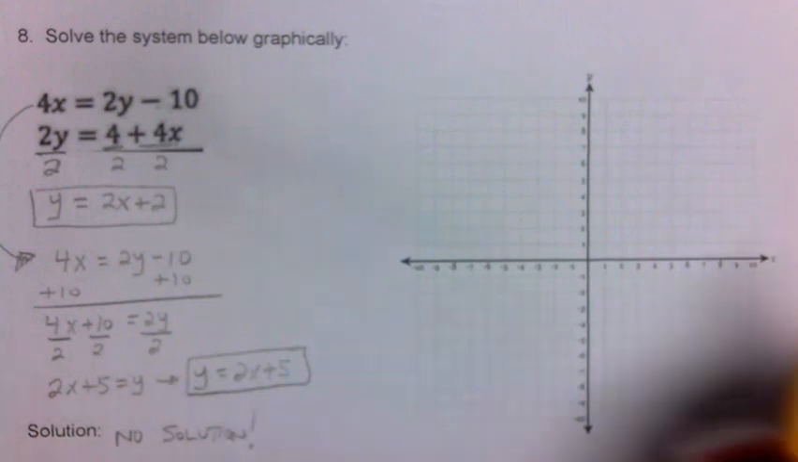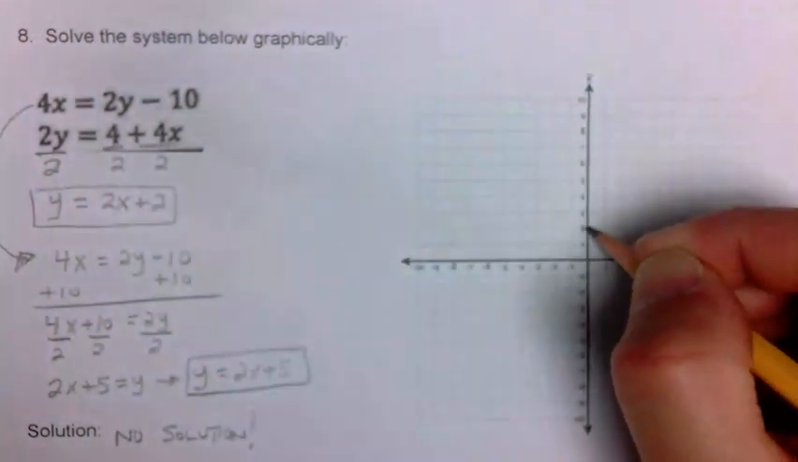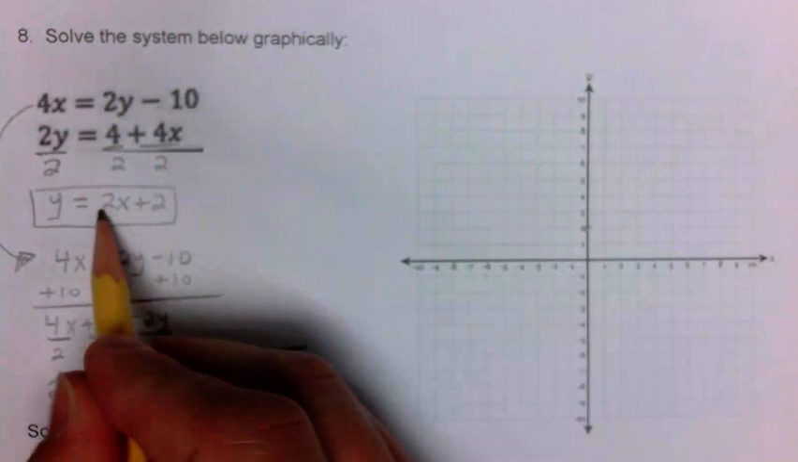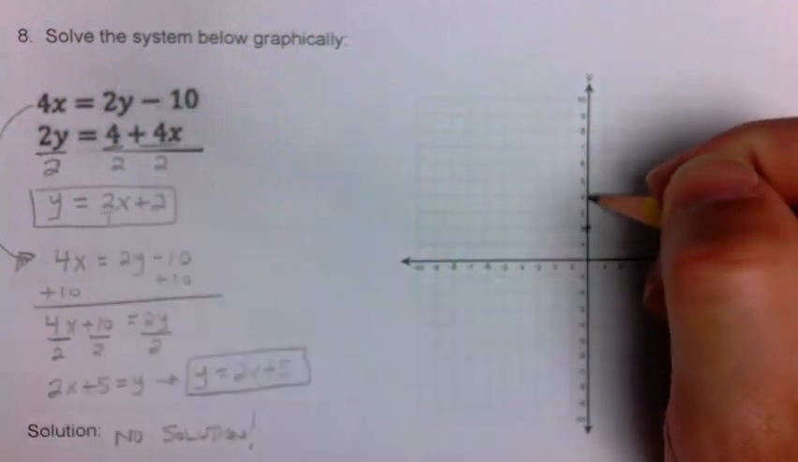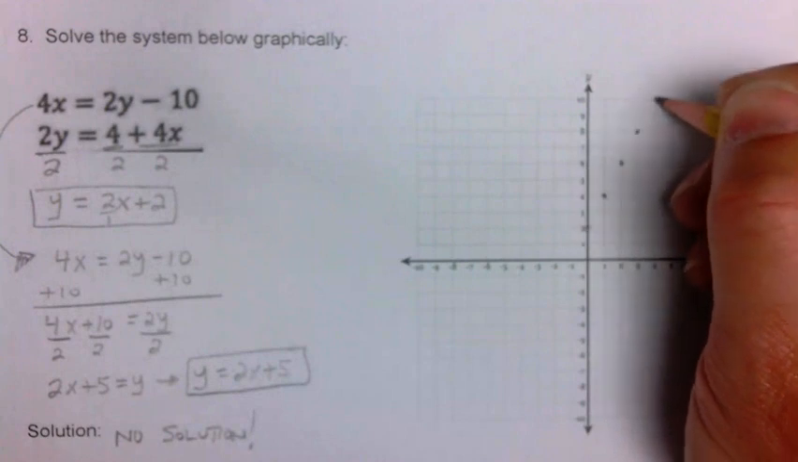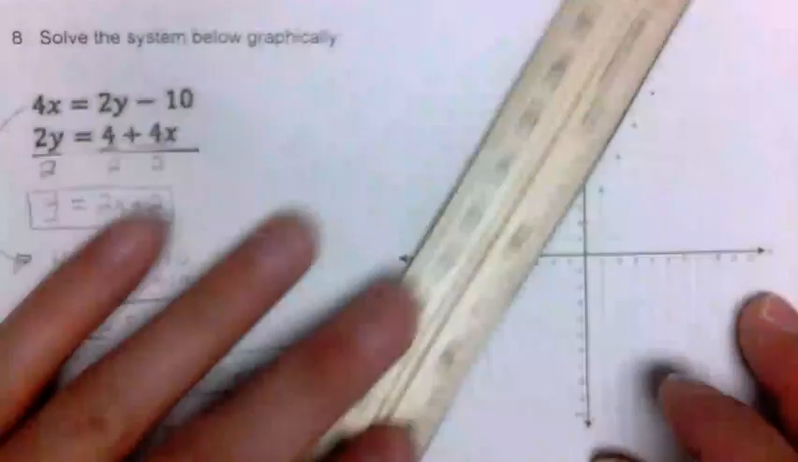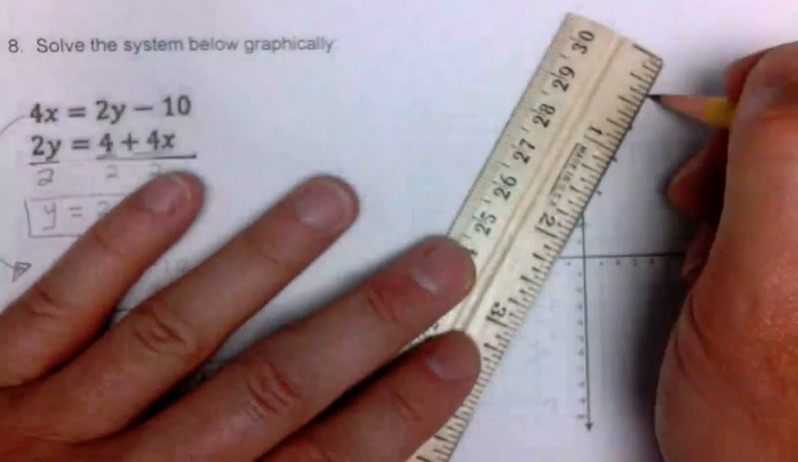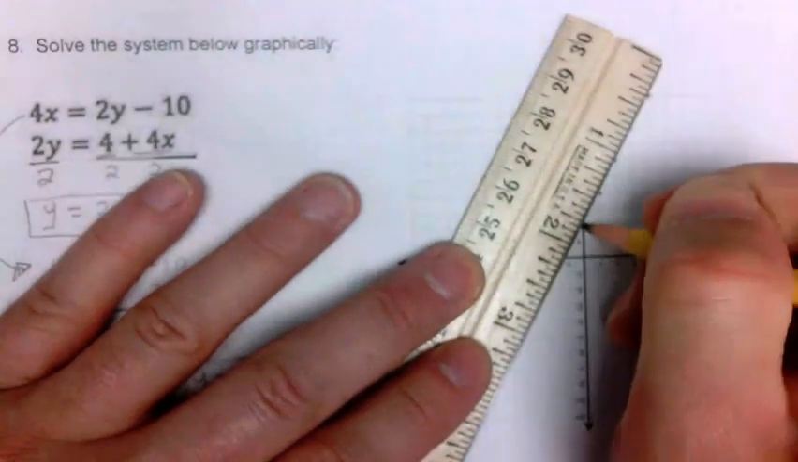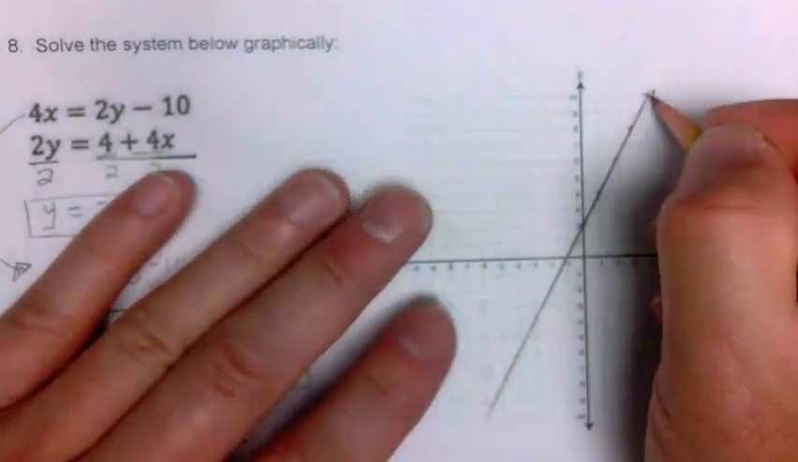All right, so let's start with the first line. I'm going to start at 0, comma 2 for the b value. And then the slope is 2, which is 2 over 1. Go up 2, right 1, up 2, right 1, up 2, right 1, up 2, right 1. And then we can graph that easily. Connect those points. And there is our first line.